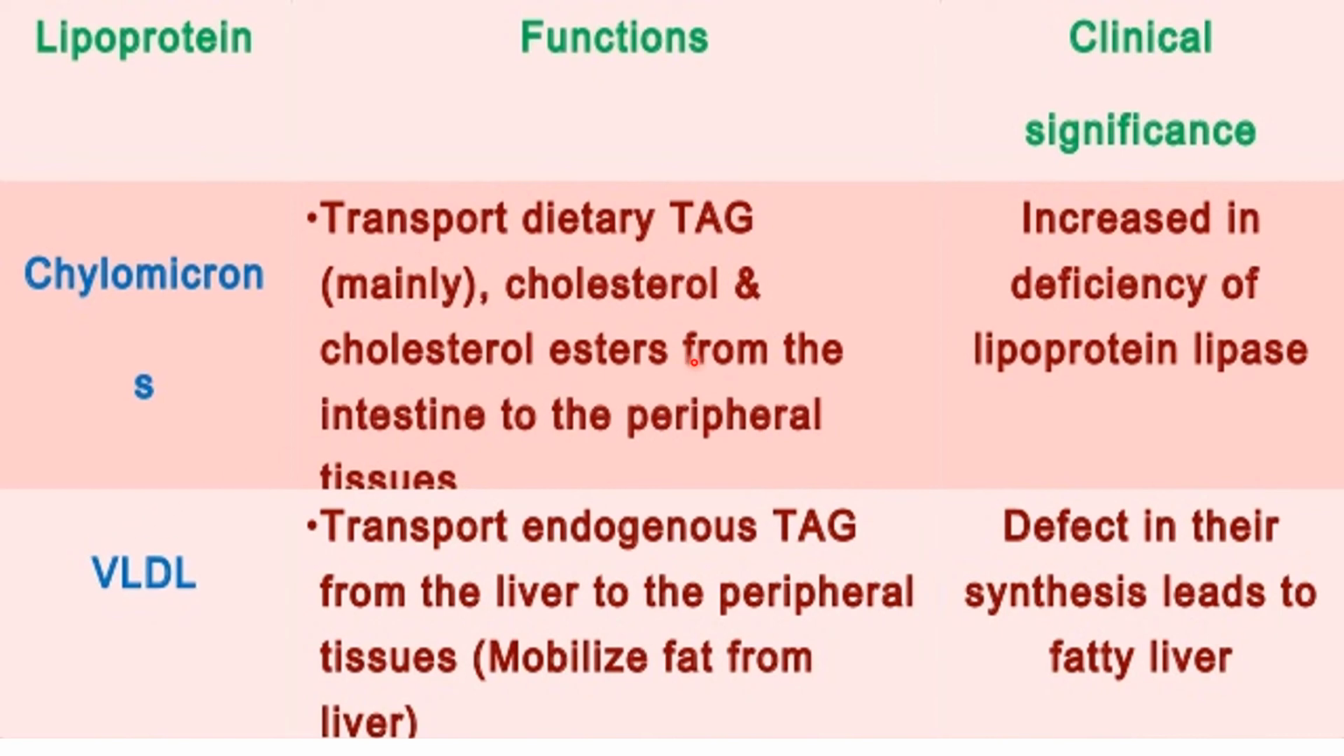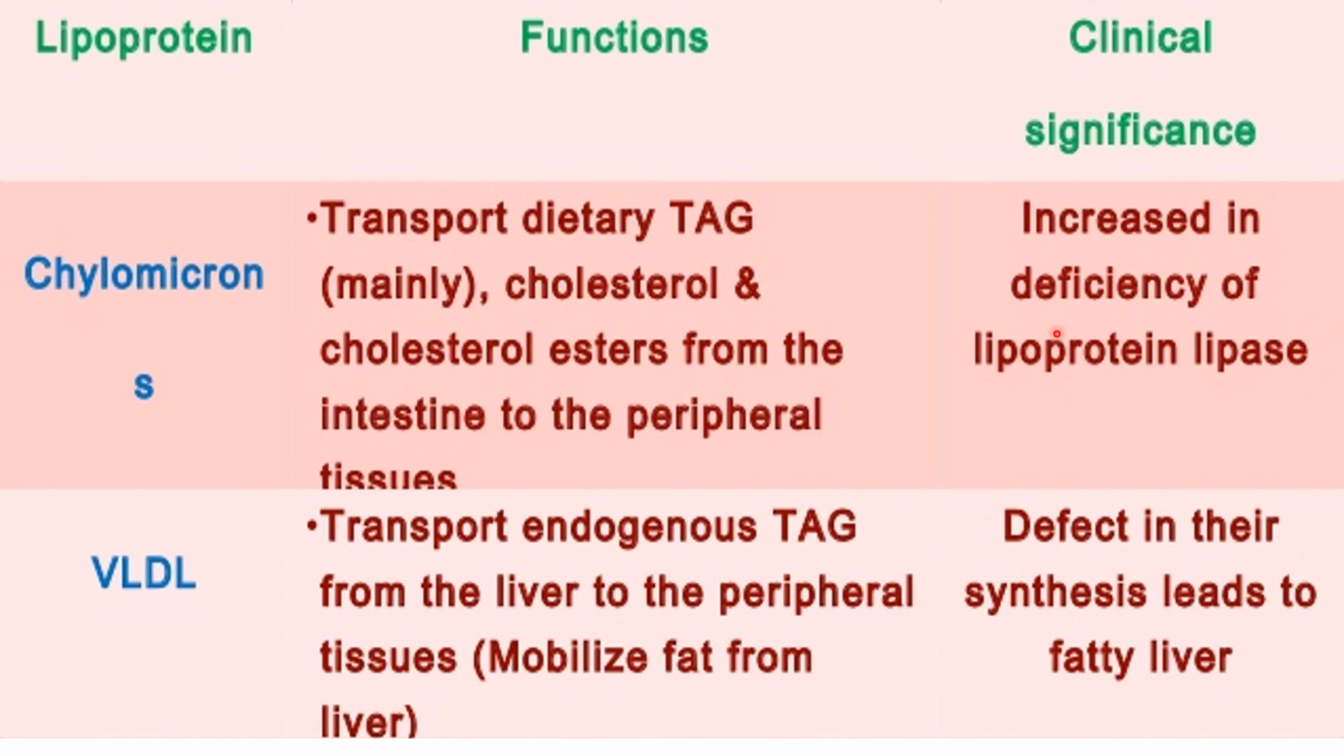This slide not only shows the functions these various lipoproteins perform in our body, but along with that, their clinical significance is also given, for example when there's a deficiency of lipoprotein lipase. If you recall, chylomicrons carry the dietary TAG. So they have a huge amount of dietary TAG, and that dietary TAG is broken down by the lipoprotein lipase. So what happens if there is a deficiency of lipoprotein lipase?